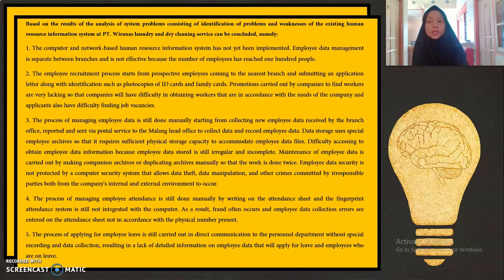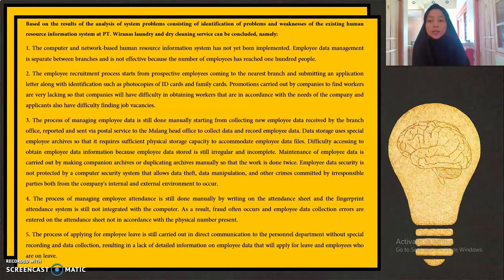3. The process of managing employee data is still done manually, starting from collecting new employee data received by the branch office, reported and sent via postal service to the Malang head office to collect data and record employee data. Data storage uses special employee archives, so it requires sufficient physical storage capacity to accommodate employee data files. It is difficult to access employee data information because the stored data is still irregular and incomplete.